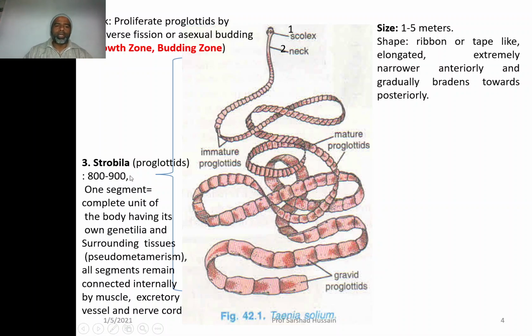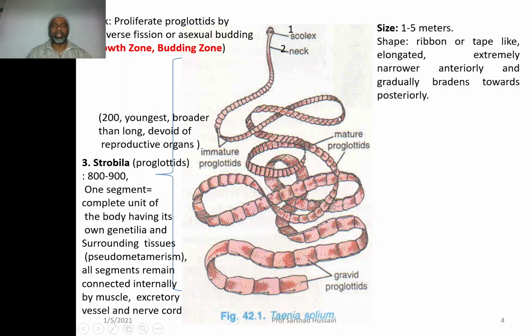These proglottids of the strobila are of three types. The anterior portion has immature proglottids. They are 200 in number. They are the youngest ones because they are just formed from the neck. They are broader than long, so they have a much broader portion than their length. They don't have reproductive organs.